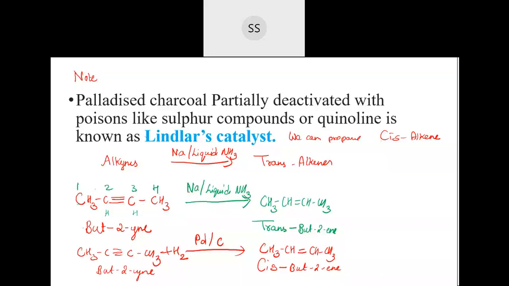See, now when sodium and liquid ammonia is made to react with but-2-yne, sodium is a highly reactive metal. Metals are substances which can lose electrons very easily. So sodium loses the electron to give you Na plus, and 1 electron will be given out. So these are the charges which are produced. There will be charge separation happening in this compound also.